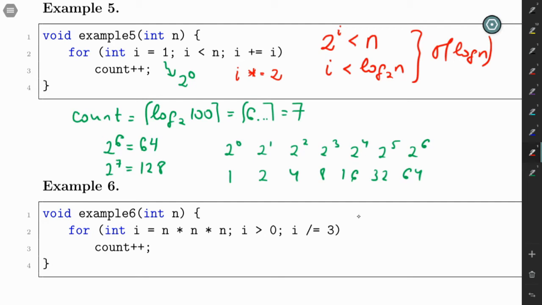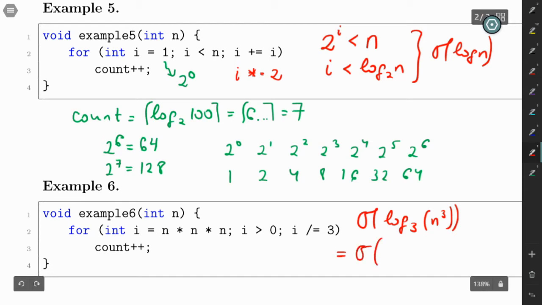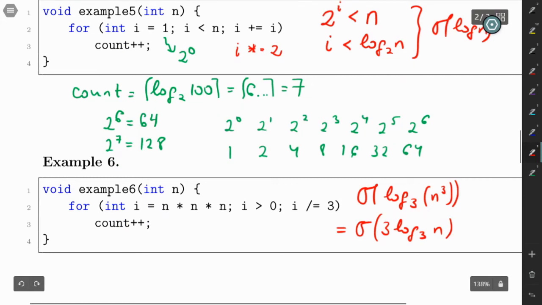So this here is going to be O of log, and now we are using base 3 because we are cutting everything by 3. And in the argument, we're going to put n cubed because that's where we start from right here. So then if we simplify things, we can use the power rule to bring the 3 in this exponent down. And then we can just drop the constant and the base. So this is also going to be O of log n.